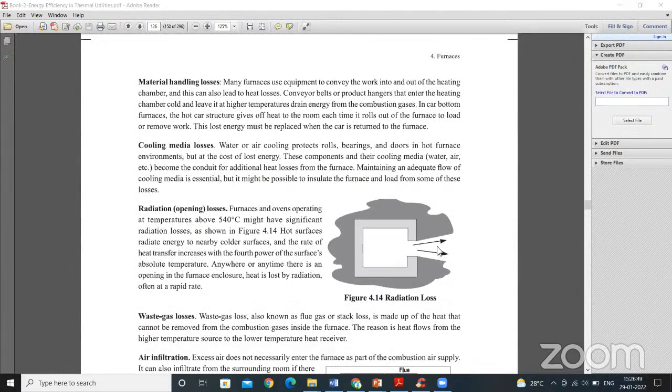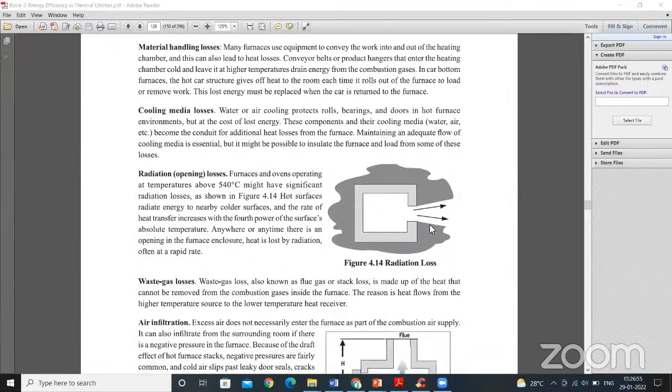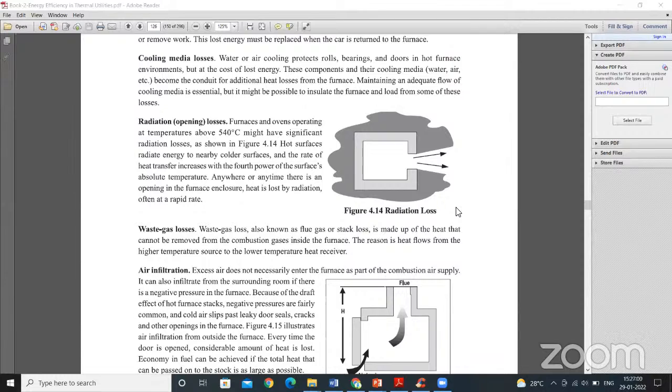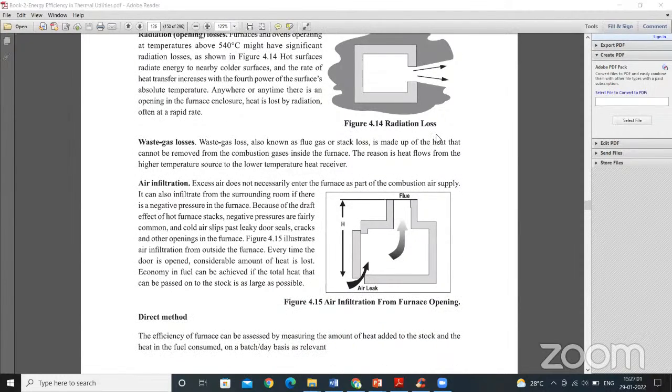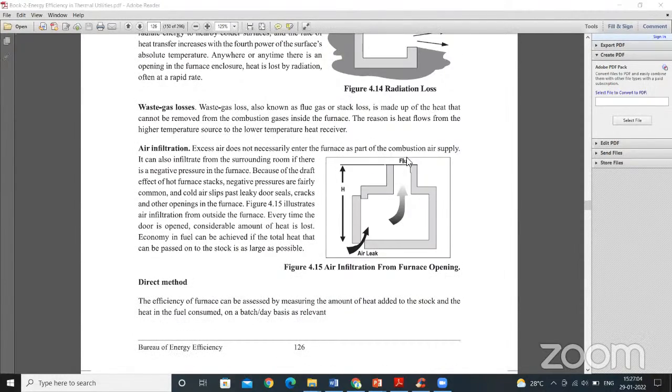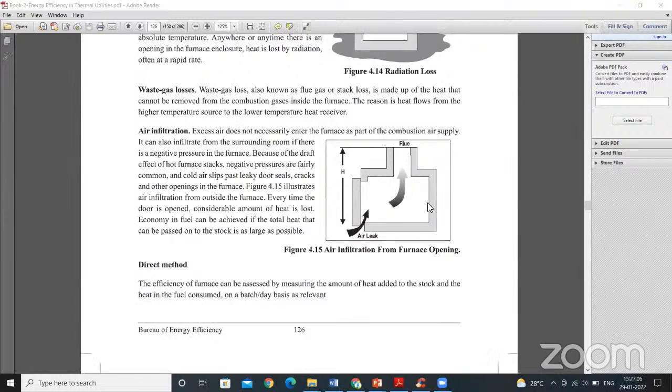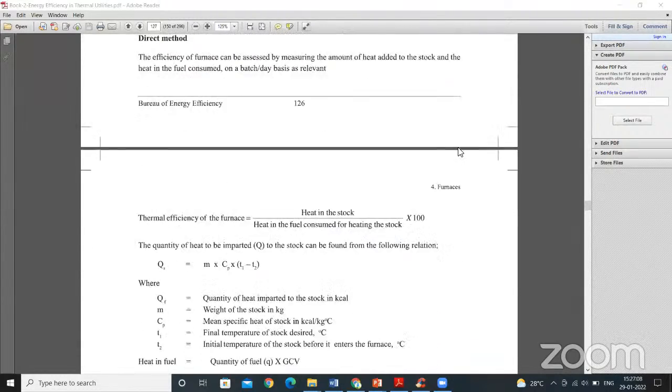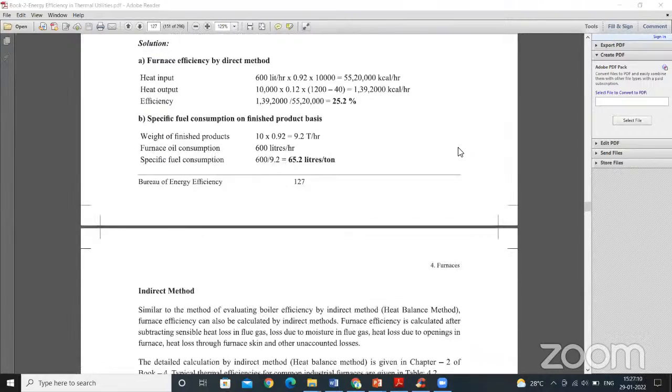Then when you open the furnace for tapping, there is the radiation loss. So most of the industries do not have a door for the crucible. It is always open, but it is recommended to have a door. Sometimes you can recover the flue gas. Flue gas recovery can be used for additional applications. So those are all the points in the case of the furnace.